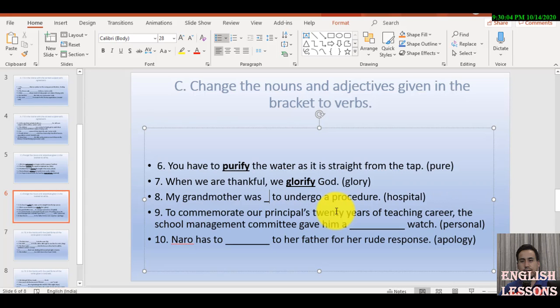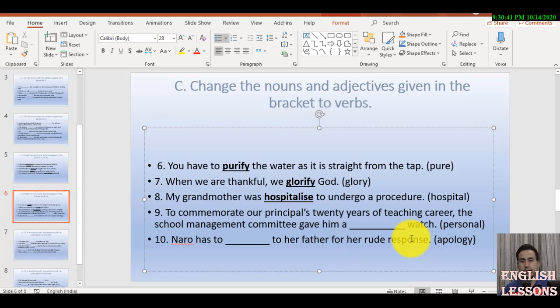Let's move on. My grandmother was dash to undergo a procedure. My grandmother was to hospital. How do we change that? We change it to hospitalize. My grandmother was to hospitalize to undergo a procedure.